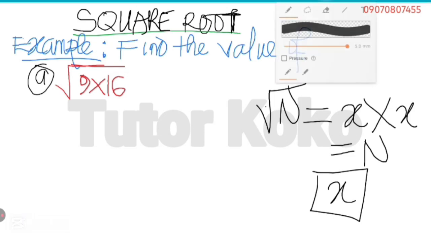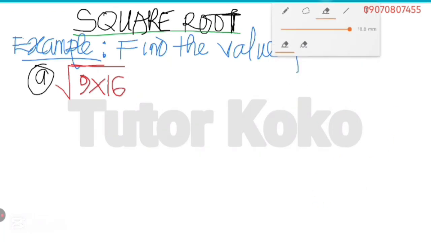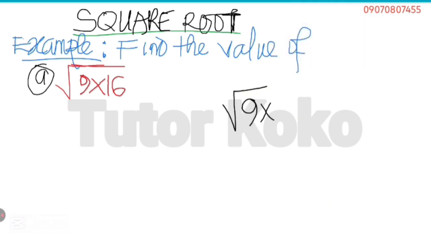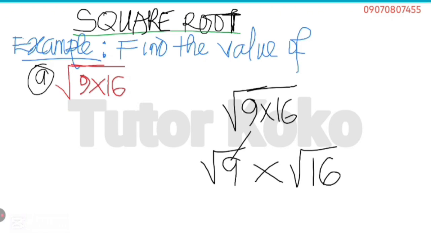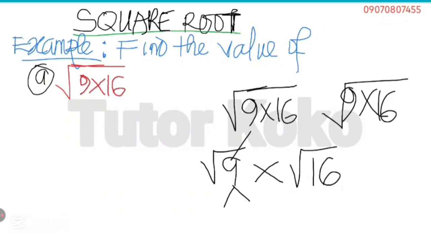All right, so let's go back and solve this question on the board. So here we have the square root of 9 times 16. What you're going to do here is split this into two. You're going to have the square root of 9, then multiply by what? The square root of 16. Because both 9 and 16 are inside one square root, you split them into two. Do you understand? Then you ask yourself, what are the two numbers that multiply together, the same number, to give 9?